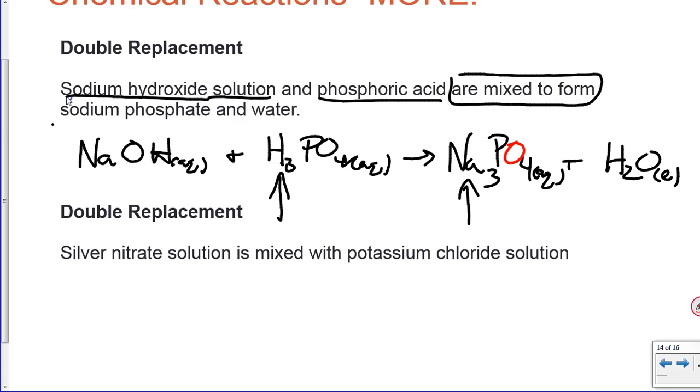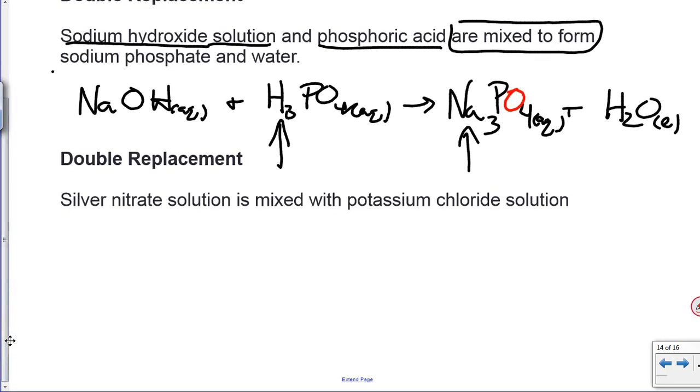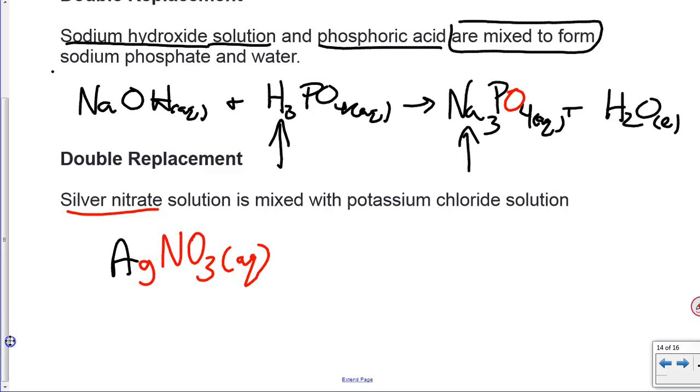Now, this last one. And guys, to be perfectly honest, predicting the products you're going to make is actually a very tough skill until you start to look at the reaction types. Silver nitrate is mixed with potassium chloride solutions. But it doesn't tell me anything else. How do I figure out what my products should be?